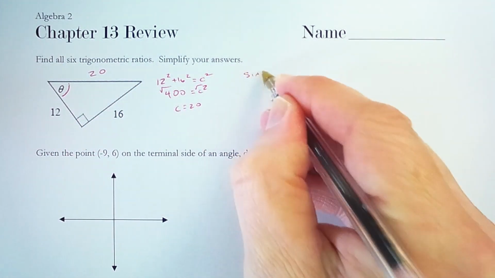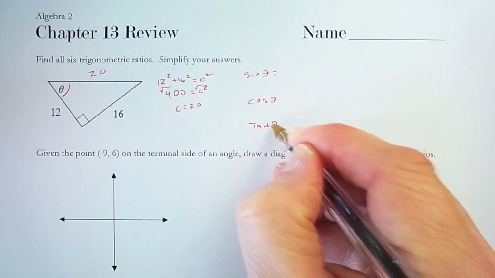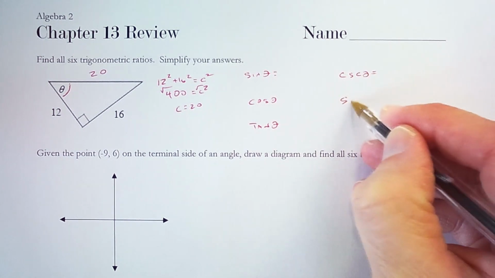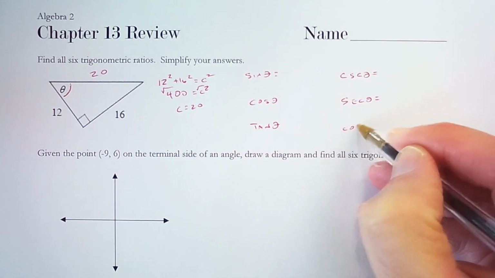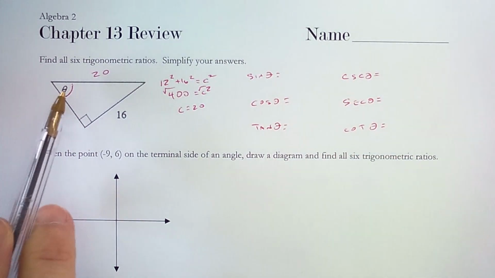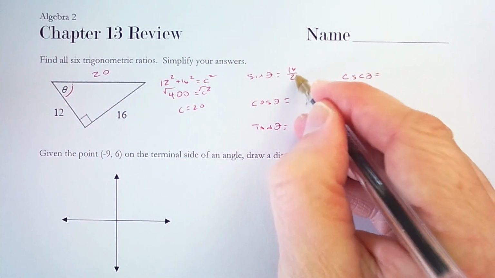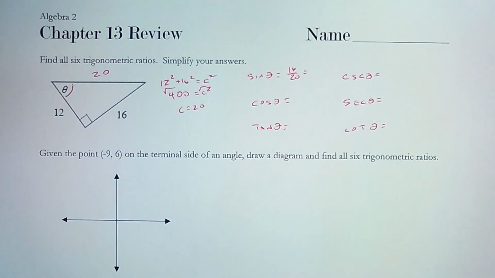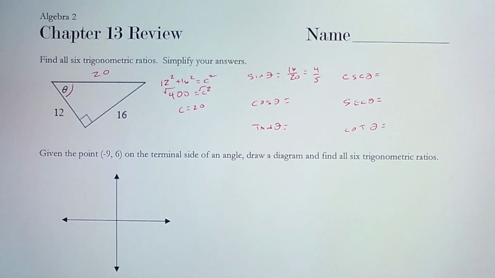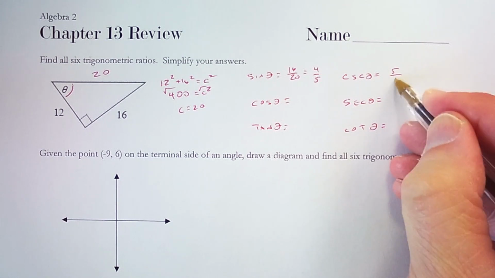So we need sine theta, cosine theta, tangent theta, and their reciprocals, cosecant theta, secant theta, and cotangent theta. Sine is opposite over hypotenuse. That is 16 over 20, and 4 goes into 16 and 20 4 times and 5 times. So 4 over 5 is the simplified answer. Cosecant is the reciprocal of sine, so that will be 5 over 4.